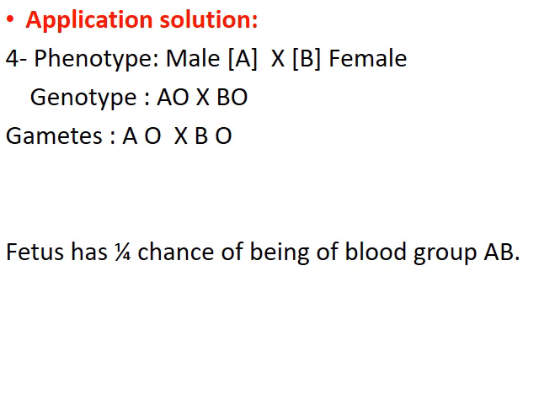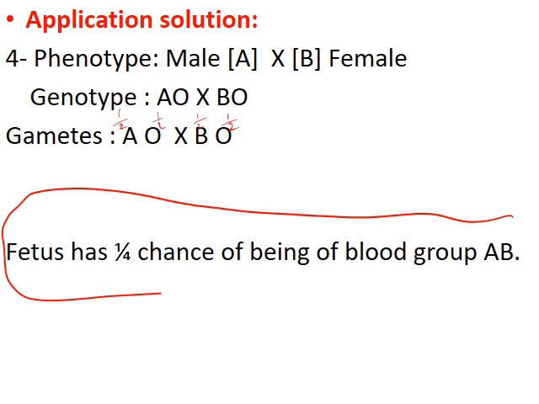So the last part, which is the factorial analysis, AO crossed with BO. Gametes: we have A 1 over 2, O 1 over 2, B 1 over 2, O 1 over 2. In the table of cross results, we have a risk for the fetus to have a 1 over 4 chance to be of blood group AB.